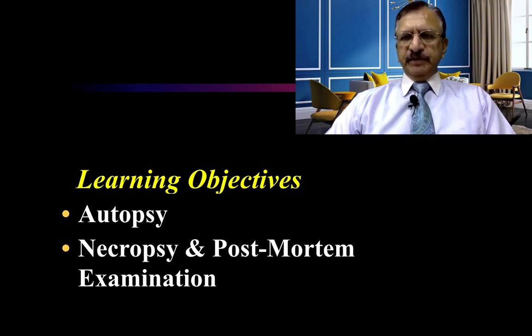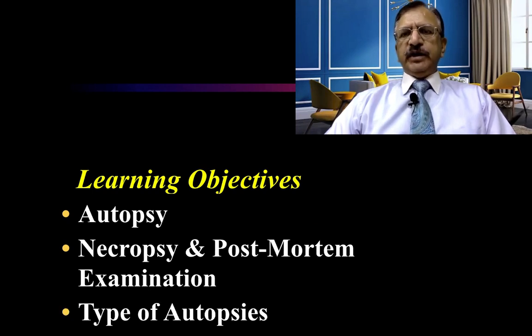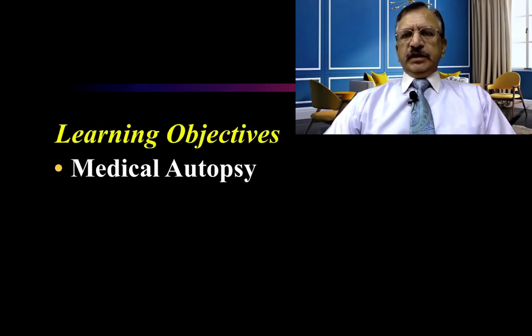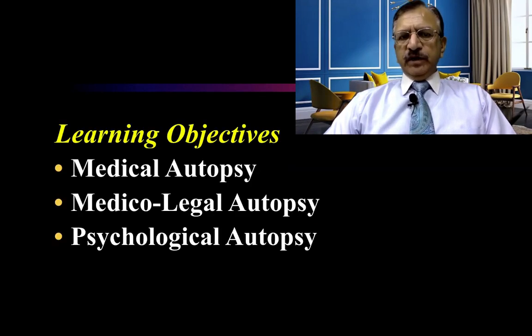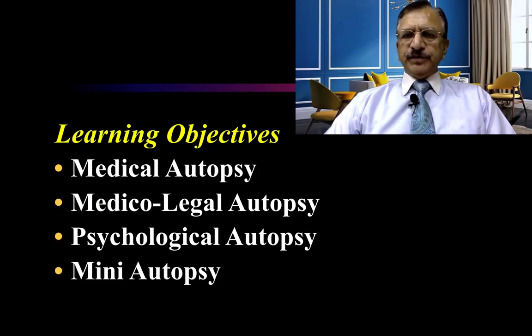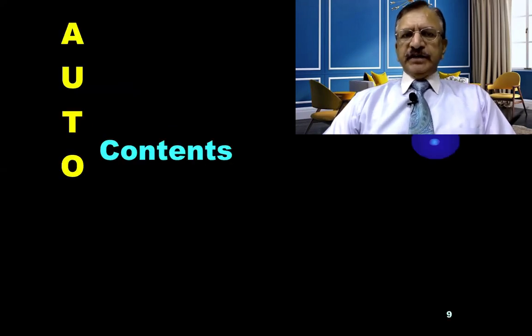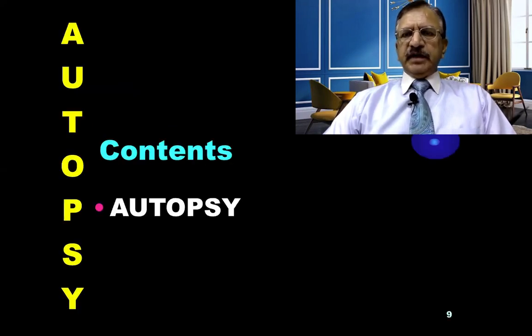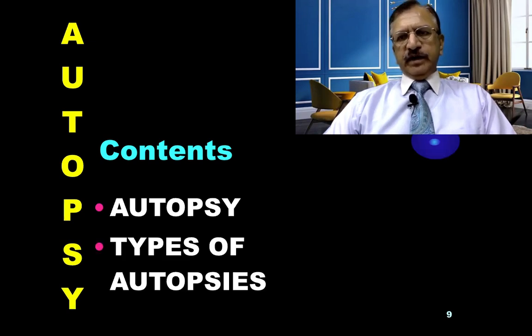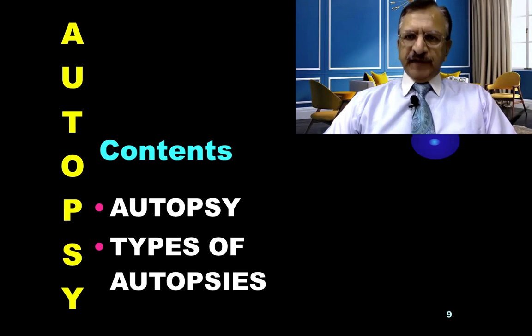And what does this mean? I'll discuss. Then what are various types of autopsies? They are the medical autopsy, medico-legal autopsy, psychological autopsy, mini autopsy, and virtual autopsy. So the contents of my talk will be that I will be discussing what is autopsy and what are the types of autopsy. This will be the core topic of my discussion.